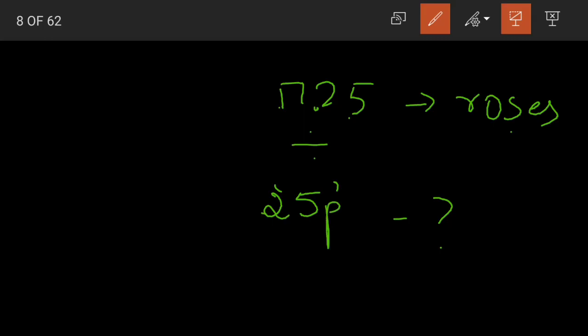So to find out how many 25 paise coins make 17 rupees 25 paise, we have to divide 17.25 by 0.25. 25 paise is written as 0.25. Yes, we have 0 rupees and 25 paise. Now for ease of division, we'll first convert it into fractions.